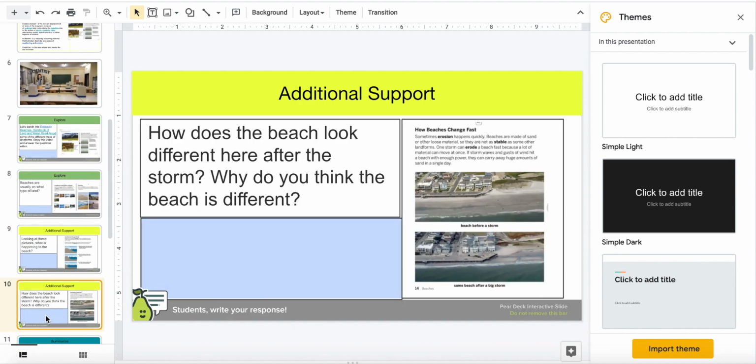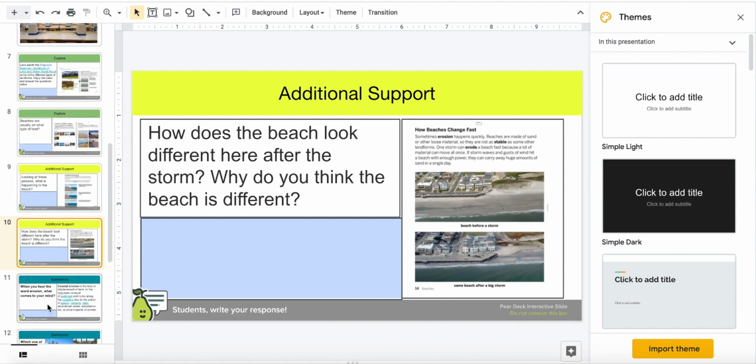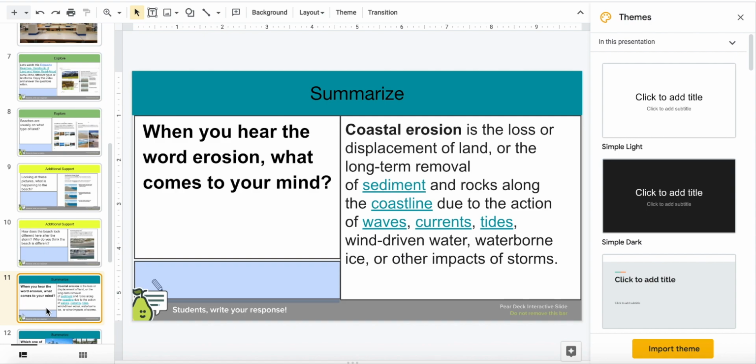In addition to that, how does the beach look different here after the storm? And why do you think the beach is different? Think, think, think, science explorers. Write your response. And to summarize, when you hear the word erosion, what comes to your mind? Think, think, think, science explorers. Write your response.